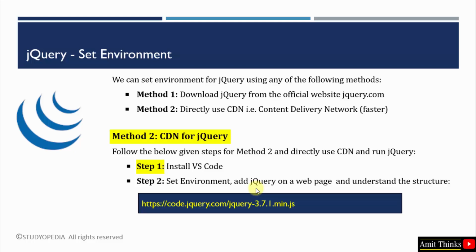Okay, so I told you that we'll be adding the CDN for jQuery. That means a link which is already having jQuery on the web server. We will just add that link to our code. What is that link? The following is the link. This is the current version of jQuery, jQuery 3.7.1. Add this to our web page, but where to add it and how to understand the complete structure.